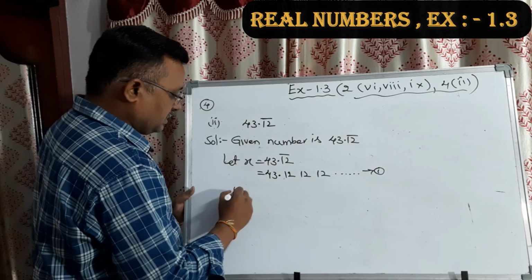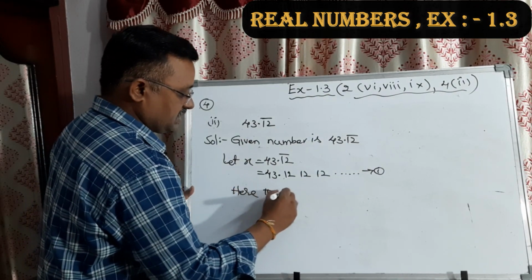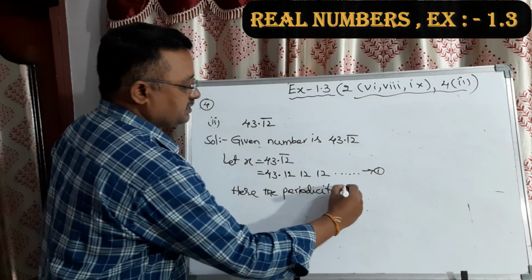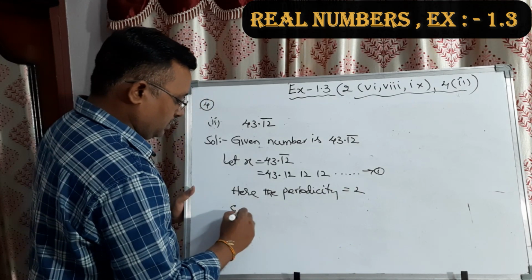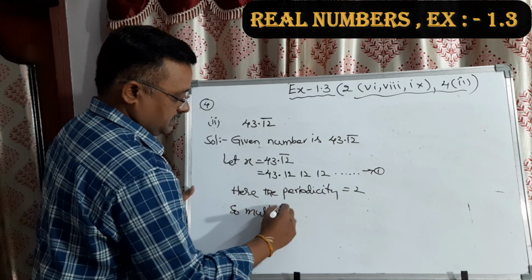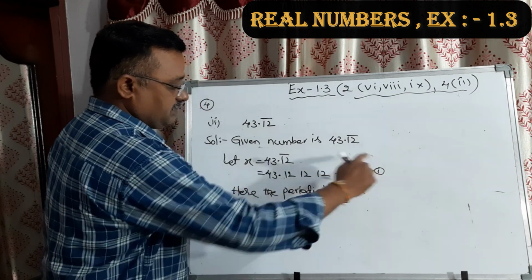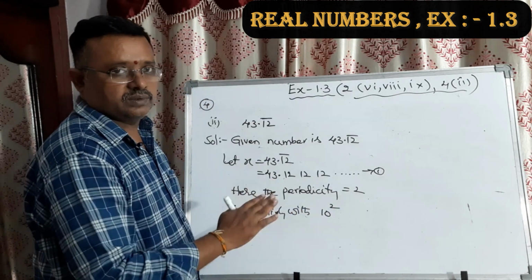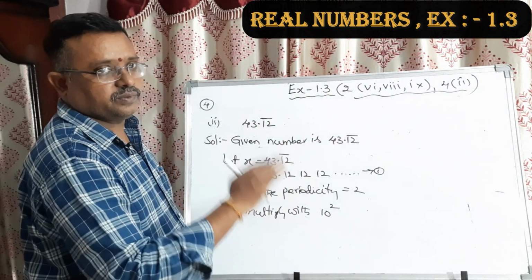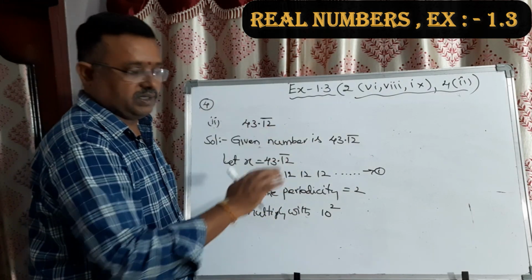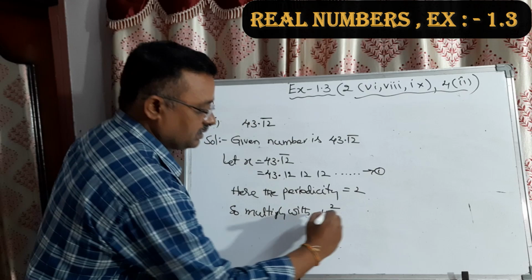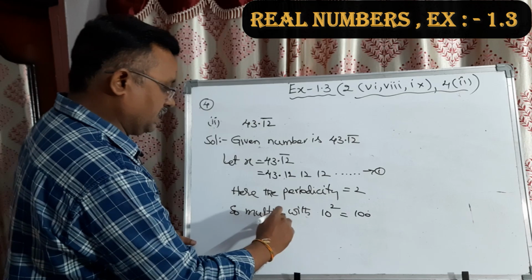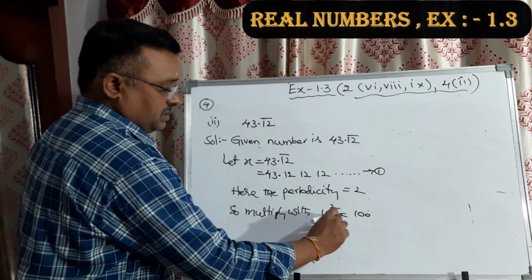That's why here the periodicity is 2. So multiply this equation with 10 power periodicity, that is 2. If it is 3, with 10 power 3. If it is 4, with 10 power 4. If it is 1, 10 power 1. With that value we have to multiply. Means what? With 100 we have to multiply the equation on both sides. So multiply with 10 power 2 equal to 100.